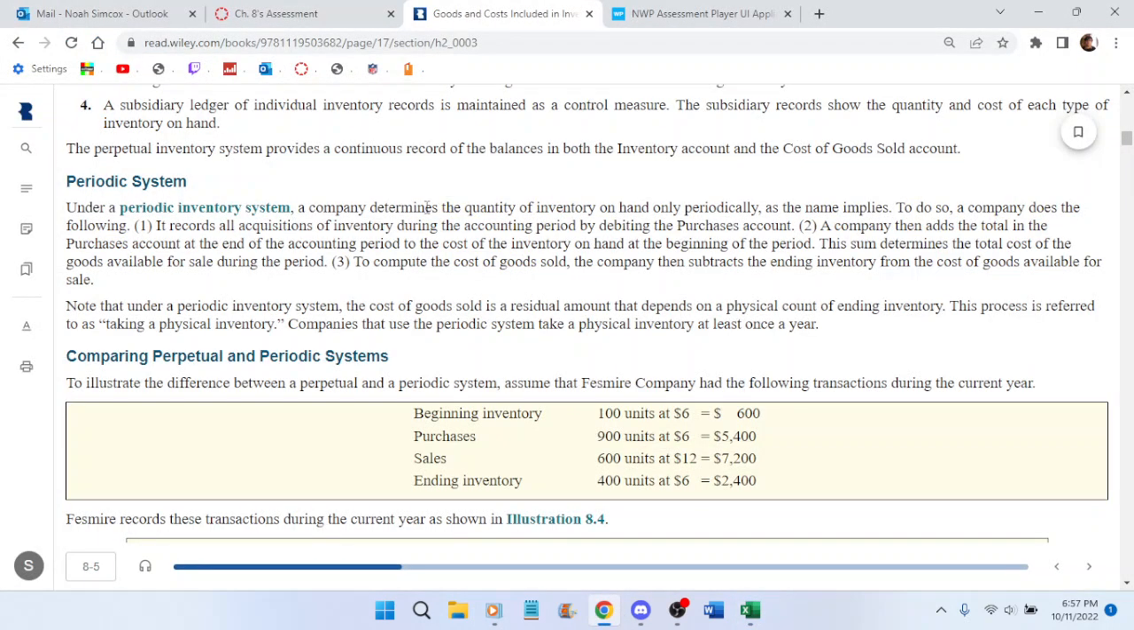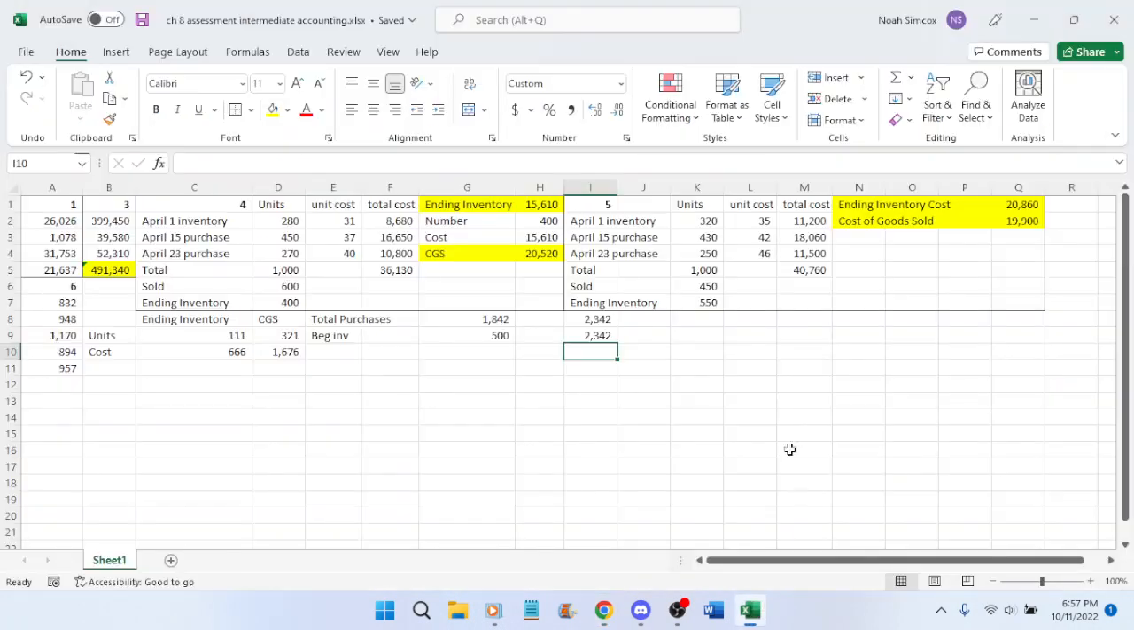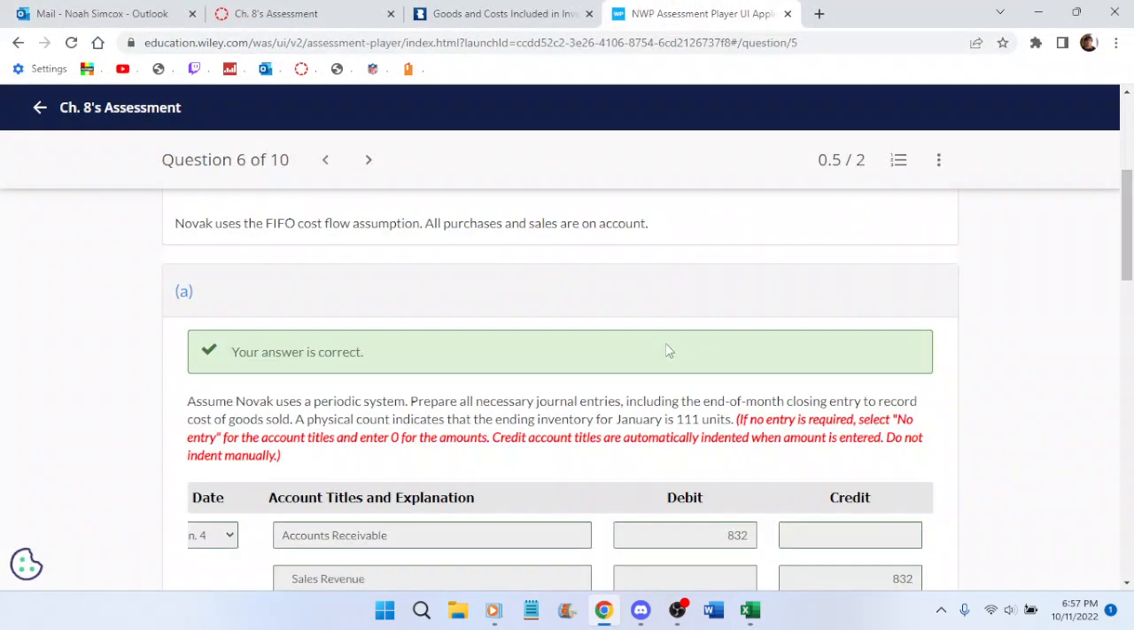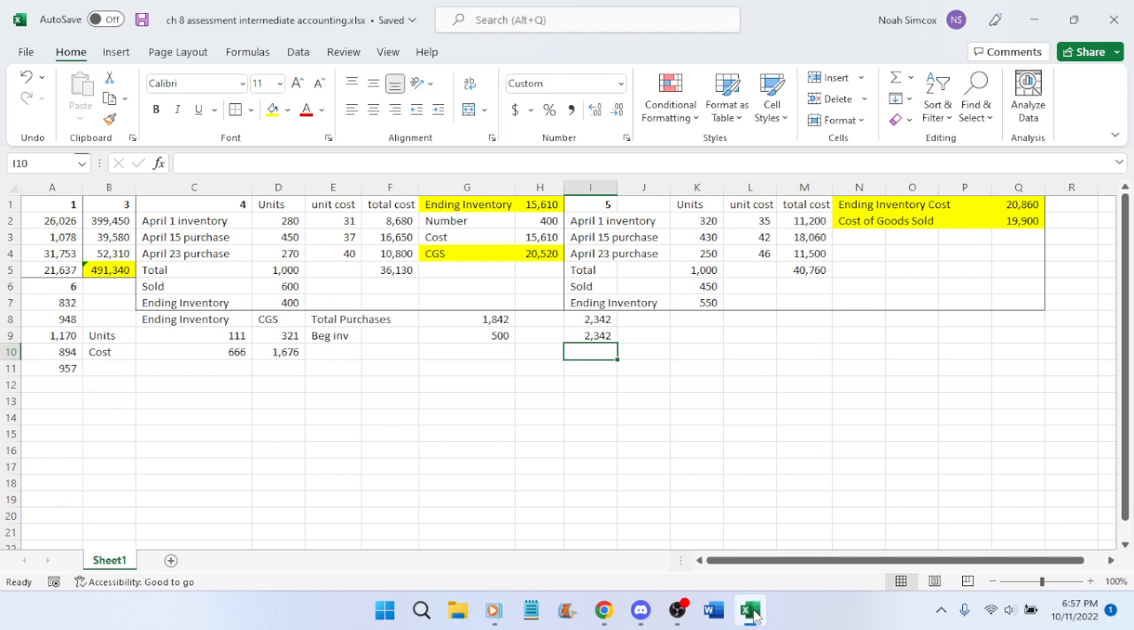But to calculate cost of goods sold, I feel like my method of doing this was too complicated. Oh man. Well, I got the right answer. We're not even done with part 6 yet. This was just part A.